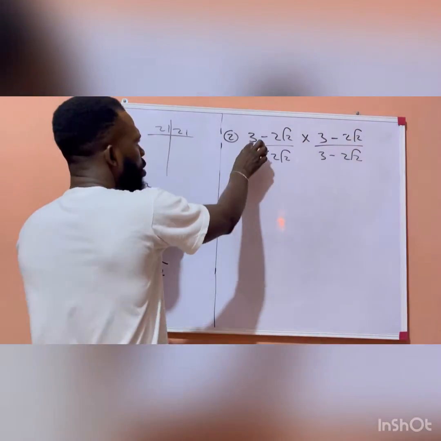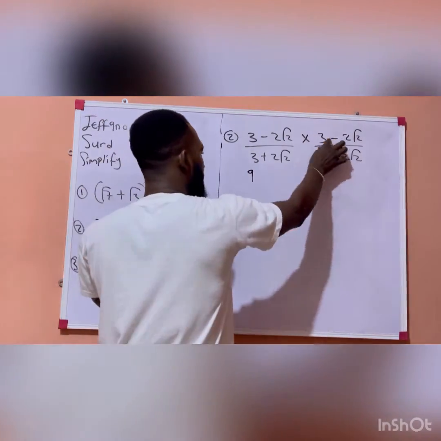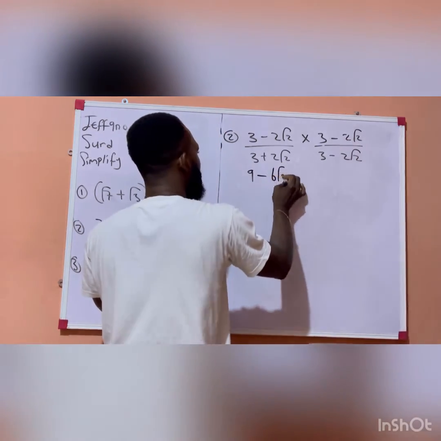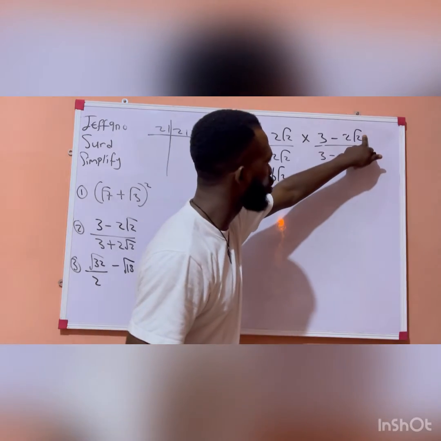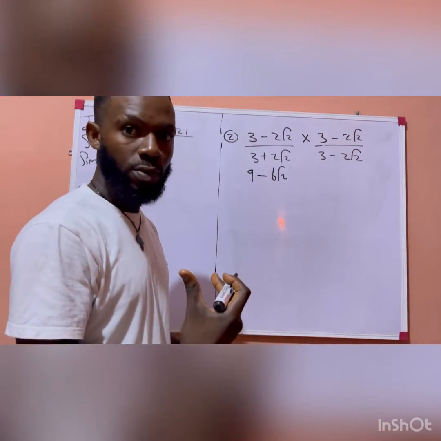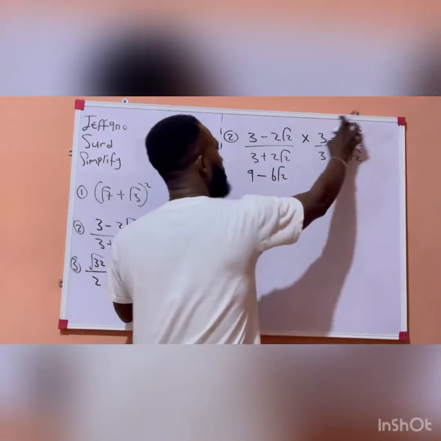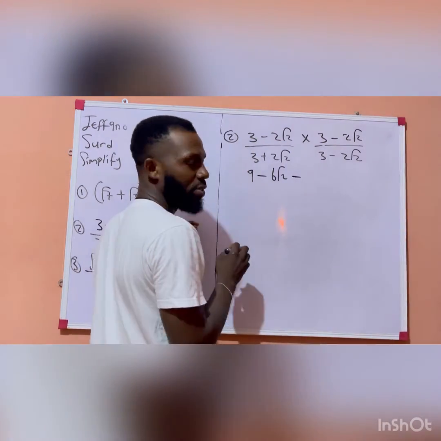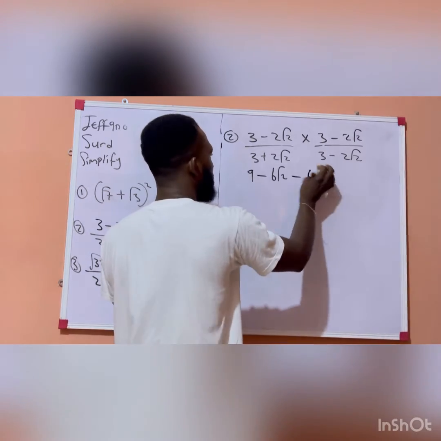So now 3 times 3, 9, minus 3 times 2, 6 root 2. 3 cannot multiply this 2, because why? This 2 is inside the root. So 3 can only multiply the number outside, which is 2. Now 3 has multiplied, so what's going to multiply now? 2 root 2. Now what sign is here? Minus. Now 2 times 3 also gives us 6 root 2.